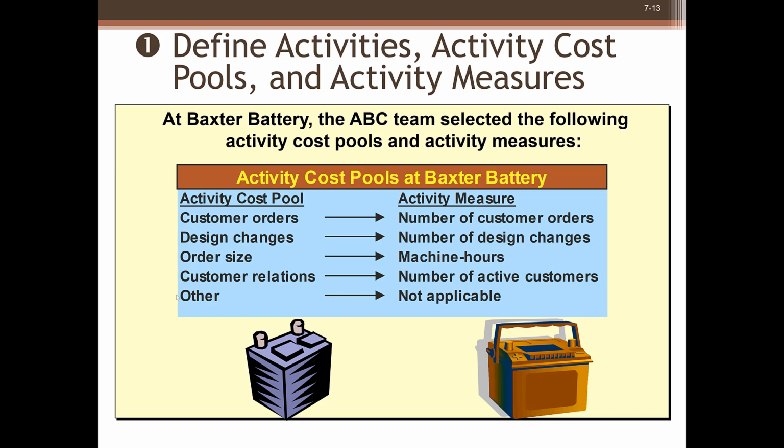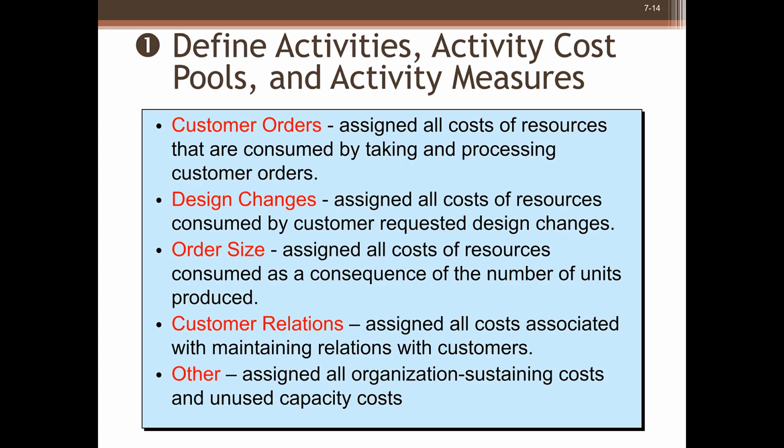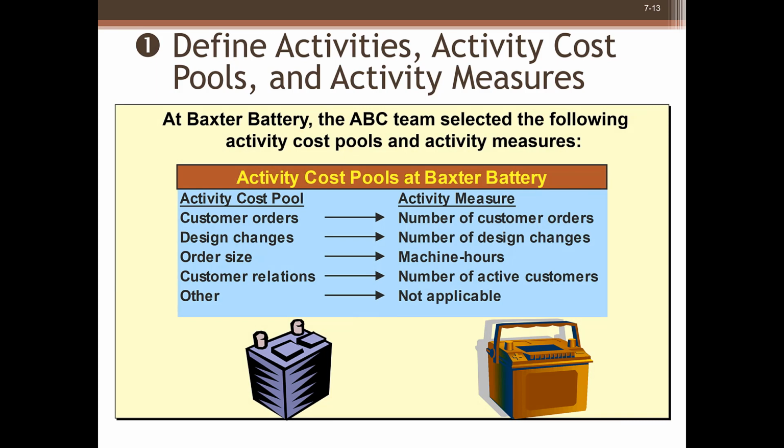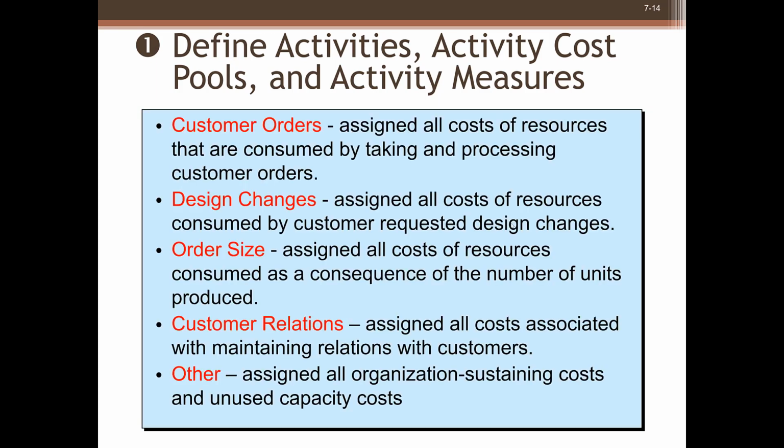Let's take a look at the definition for each activity pool. Customer orders assign all costs of resources which are used by taking and processing customer orders. The activity measure or allocation base is number of customer orders. For activity measure, you can go back and take a look at the previous slide. Design changes assign all costs of resources used by customer requested design changes. The activity measure is number of design changes.